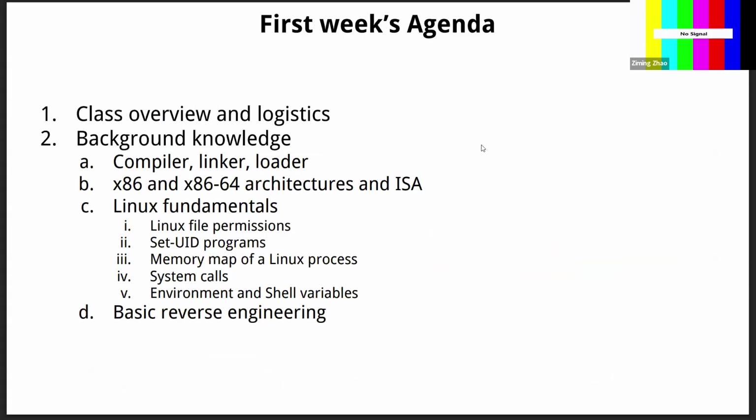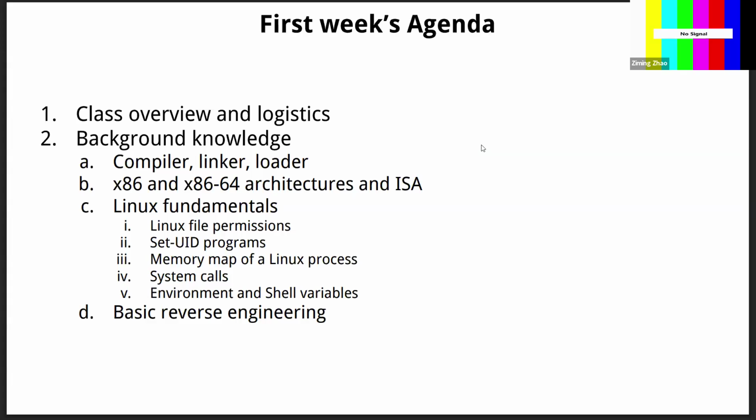So this week, we will go through the class overview and logistics, then talk about the background knowledge you need. You have probably picked up several pieces of background knowledge from previous classes, but please bear with me, because not every one of you knows them. Today we will talk about compilers, linkers, and loaders, and how they work. We will talk about the x86 32-bit and 64-bit architecture and the instruction set, and also some Linux or Unix fundamentals like file permissions, what set UID programs are, and how we designed our hacking platform, because that's very related to set UID programs. We will also cover the memory map of a Linux process and what system calls are.